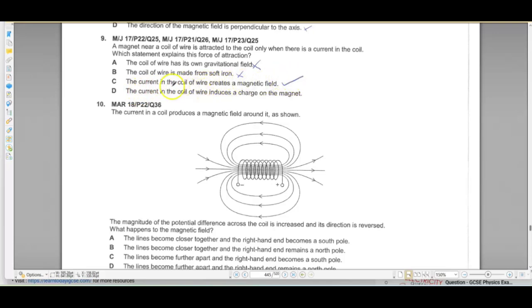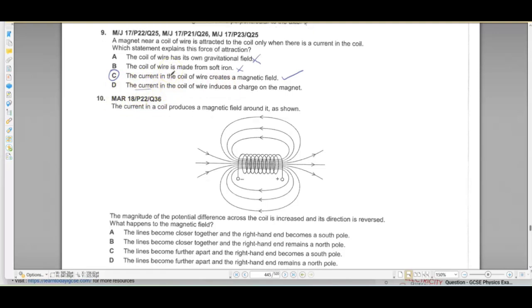The current in the coil of wire creates a magnetic field? Yes, this is true. It creates a magnetic field, and because of that there is a force of attraction, or maybe sometimes a force of repulsion as well. So C is correct. The current in the coil of wire induces a charge on the magnet? No, induction doesn't happen like this.